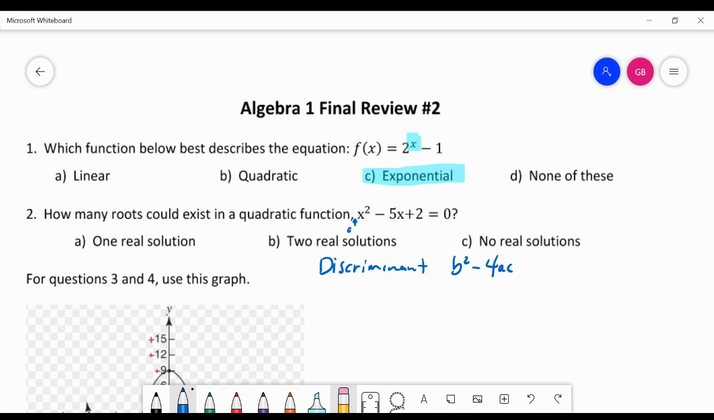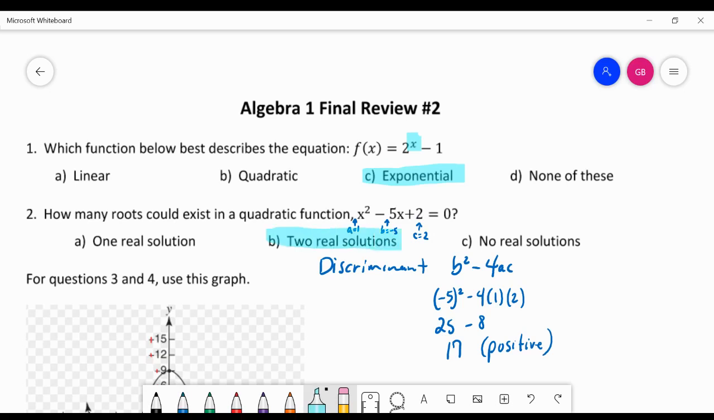So here we could see that a is equal to 1, b is equal to negative 5, and c is equal to 2. So if I substitute those values into the discriminant formula, you get negative 5 squared minus 4 times 1 times 2. And this simplifies to 25 minus 8, which is 17. And since 17 is positive, that means that this quadratic automatically has two solutions.